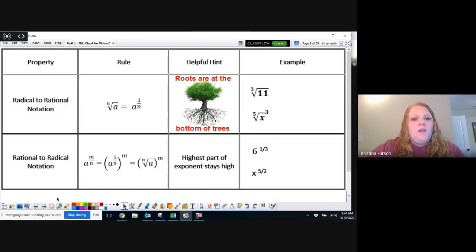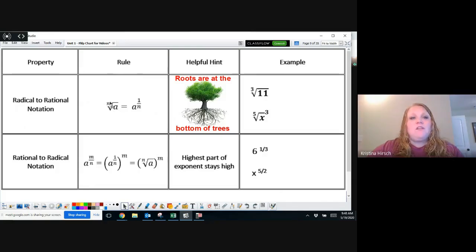All right, for the examples when we convert between the two forms, I'm going to use this little visual about roots being at the bottom of trees. We know that roots are at the bottom of trees, so we're going to use that to help us when we rewrite things. First, though, I want you to look at this initial rule. This little n right here is called an index or a root.